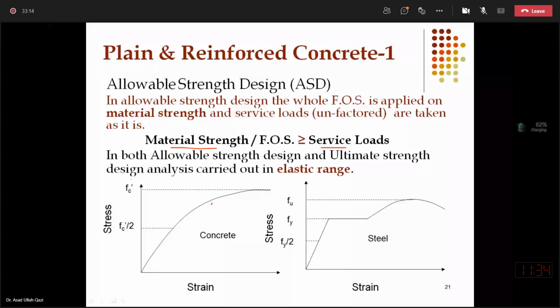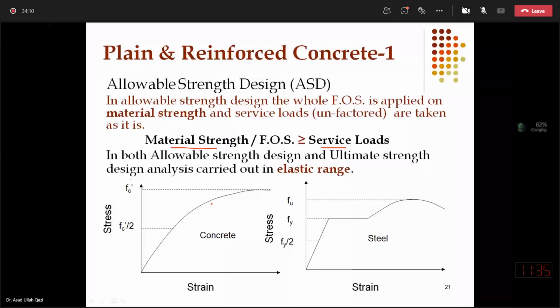So you will realize that full material capacity will not be used against service loads, but nearly half of it. It is important to note that in both allowable stress and ultimate strength design, analysis will be carried out in the elastic range. Inelastic analysis will never be done. Analysis will be elastic. And in ASD, even the material strength which you are using is also almost in the elastic range.